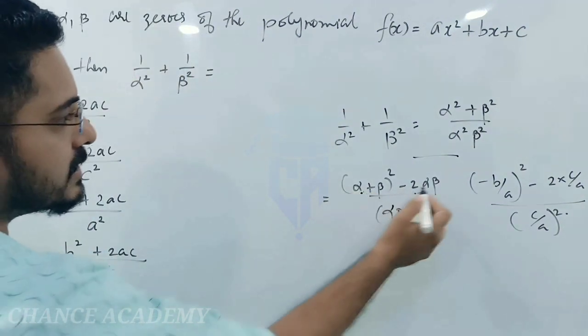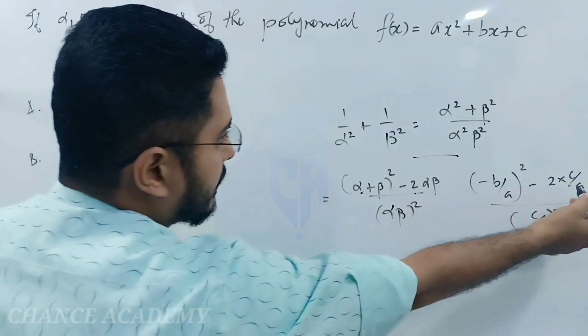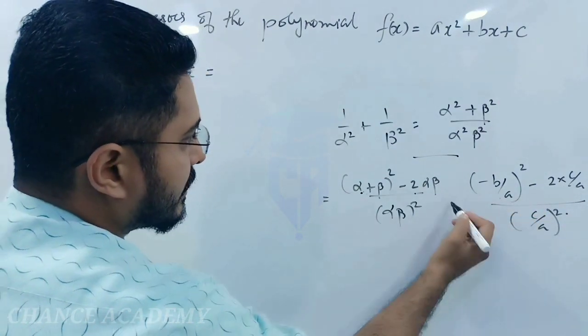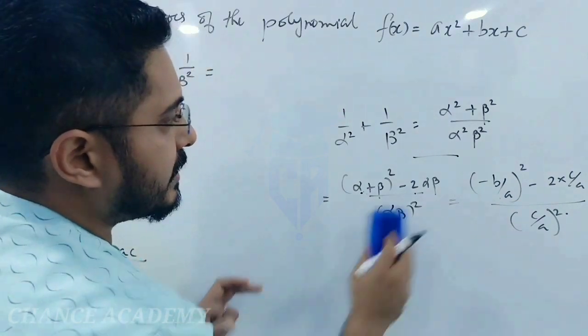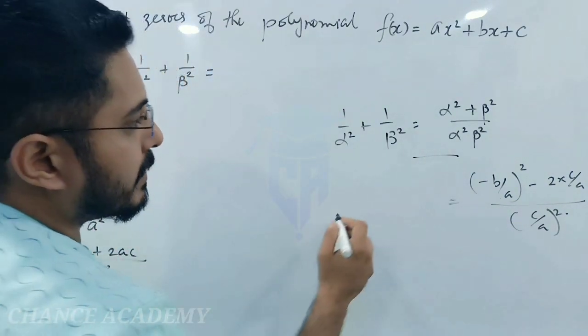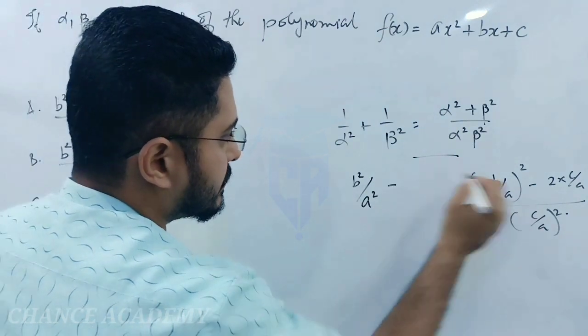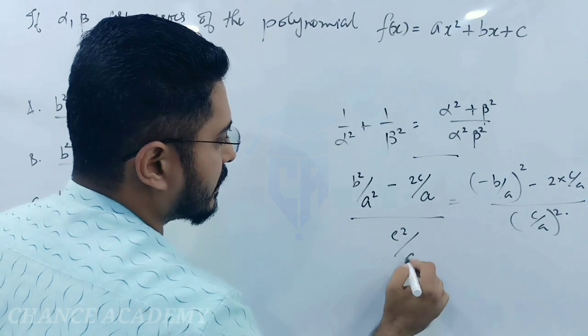What is alpha plus beta? The sum of zeros is minus b by a. Alpha beta, the product, can be written as c by a. Again, this alpha beta can be replaced with c by a. Now I have one expression in terms of a, b and c. On squaring here, minus b whole square will be b square by a square minus 2c by a, whole divided by c square by a square.